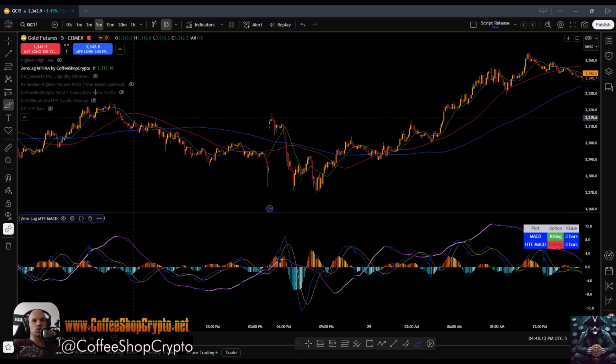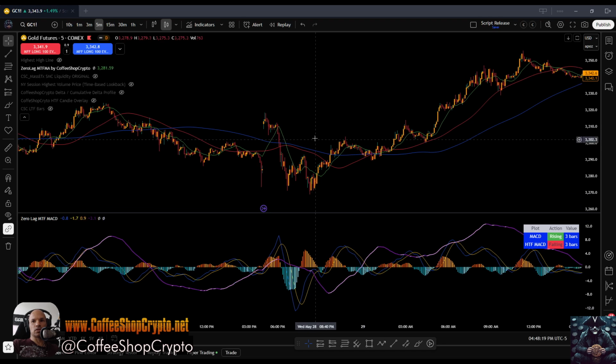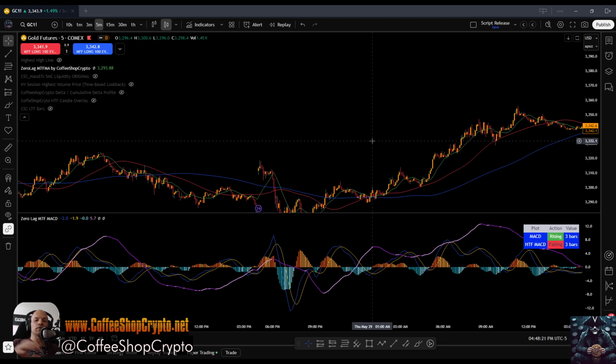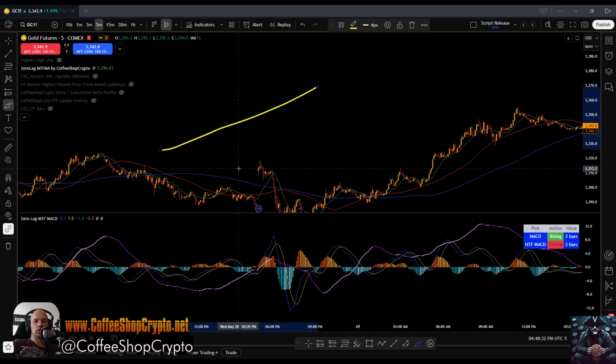Now, why do I want just that? Again, this is just my method of using it, okay? So what you're going to be looking for is this, right? Whatever the high time frame is doing, you want to wait for low time frame to match that. So if your high time frame MACD line, I see the purple one here, if it's rising, and it's going to be a light color when it's rising, you want your low time frame MACD line to be rising, not falling. You want it to be rising, okay?